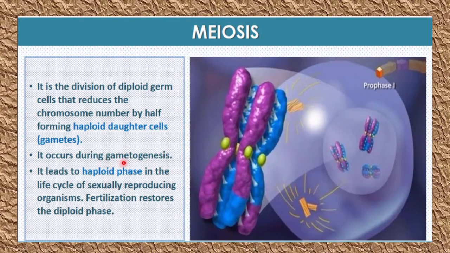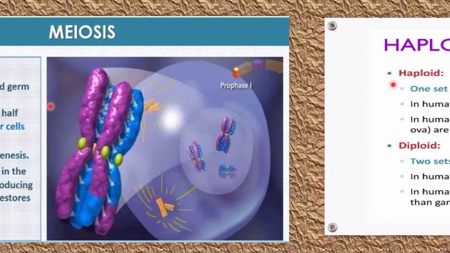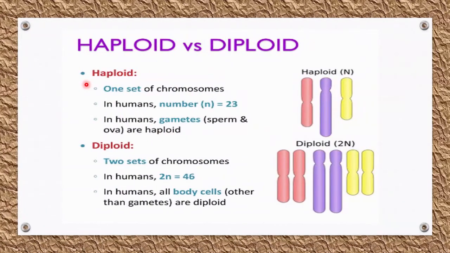So gametogenesis is the process in which a diploid germ cell converts into haploid daughter cells, that is, gametes. It leads to the haploid phase in the life cycle of a sexually reproducing organism, and after that fertilization will occur, and during fertilization the diploid phase will be restored. So this is the whole phenomenon. Now let me explain haploid and diploid cells.